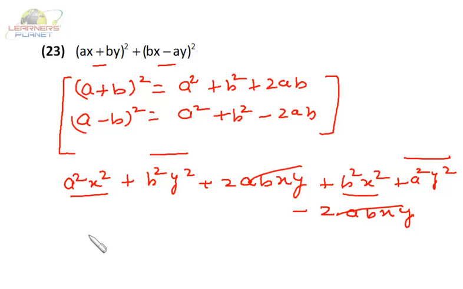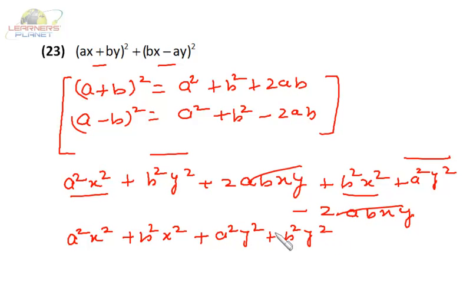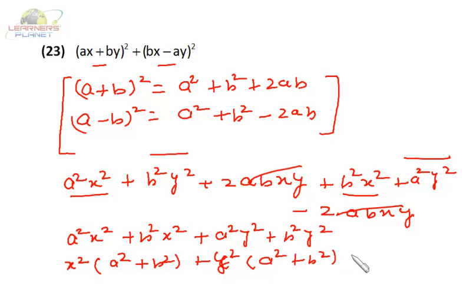So let's rewrite it. It's a square x square plus b square x square plus a square y square plus b square y square. Now from these two I can take x square as common, then I'm left with a square plus b square, and from these two I can take y square as common, then we are left with a square plus b square.